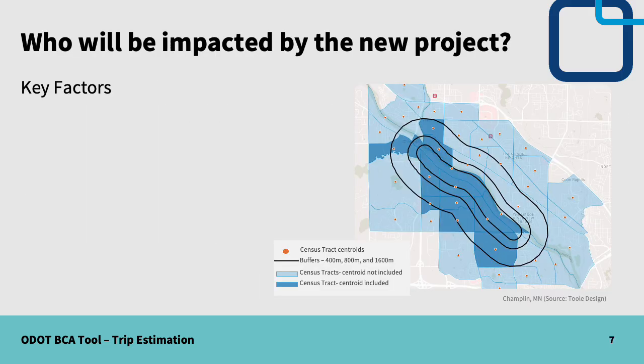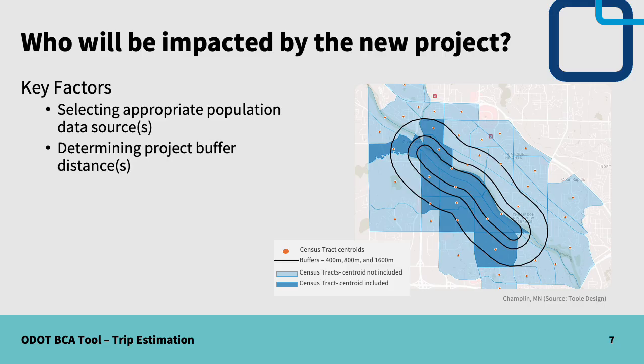For walking and biking infrastructure, the people most likely to be impacted by a project are those who are located nearby. For this reason, we examine the project's impact area. After selecting an appropriate population data source, defining the project impact area typically includes drawing multiple buffers around the entire project at different distances, such as quarter mile, half mile, 1 mile, or sometimes up to 3 miles.